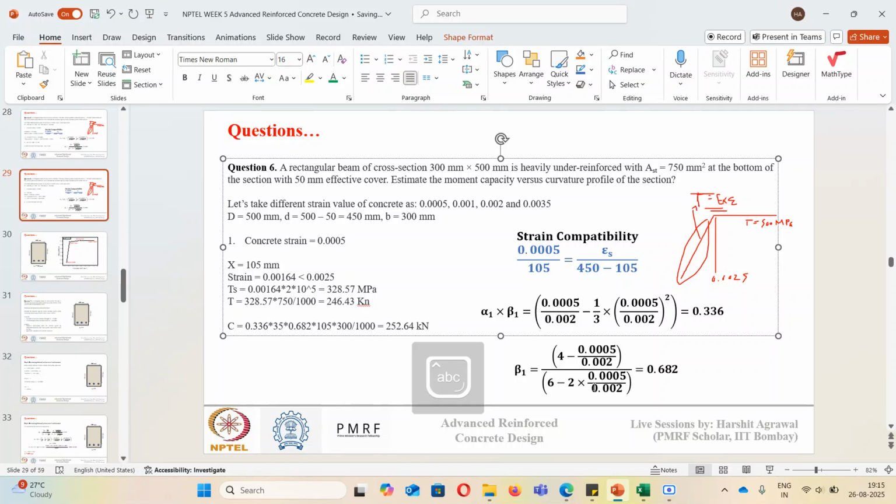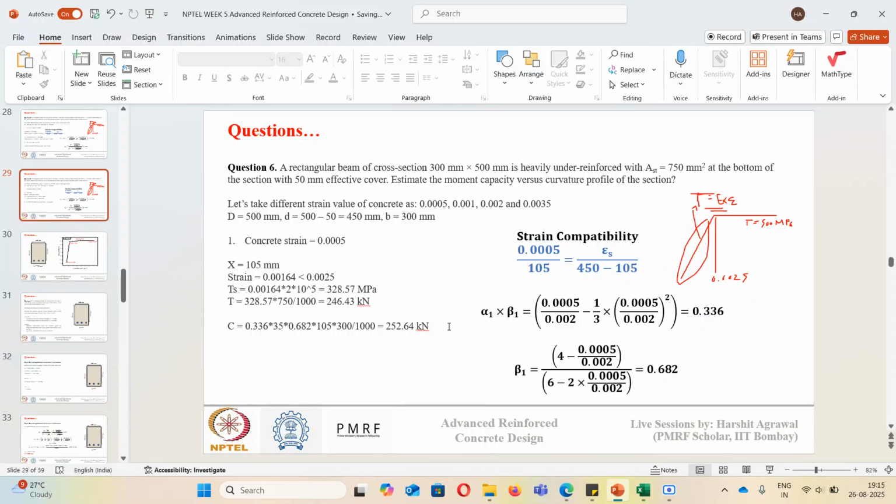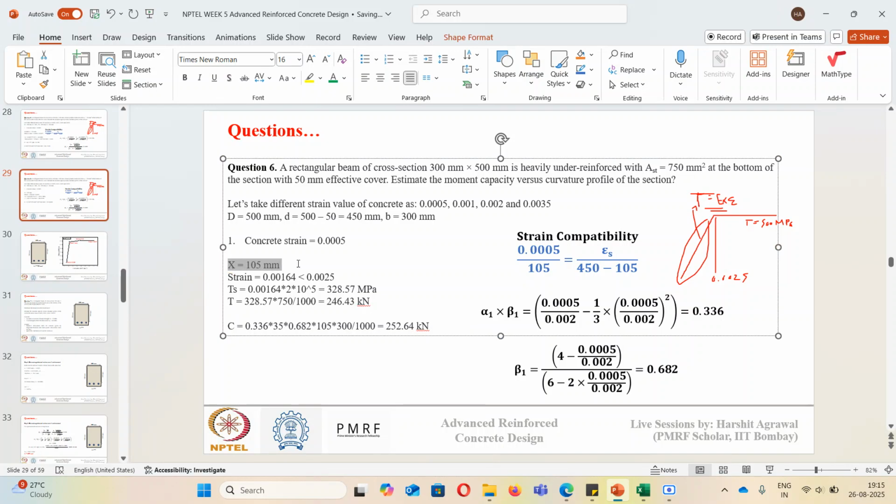So you can see right now we are very close. The tensile force and the compression force have become very close to each other. They are approximately the same. So we can assume this depth of neutral axis is correct, and since the depth of neutral axis is correct, now we can calculate the moment.